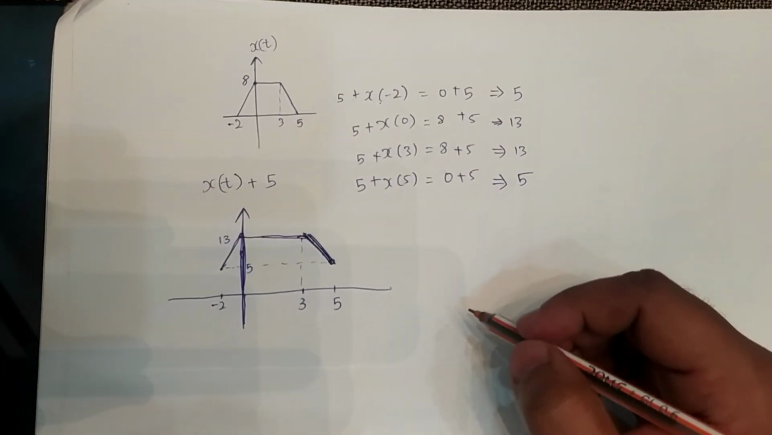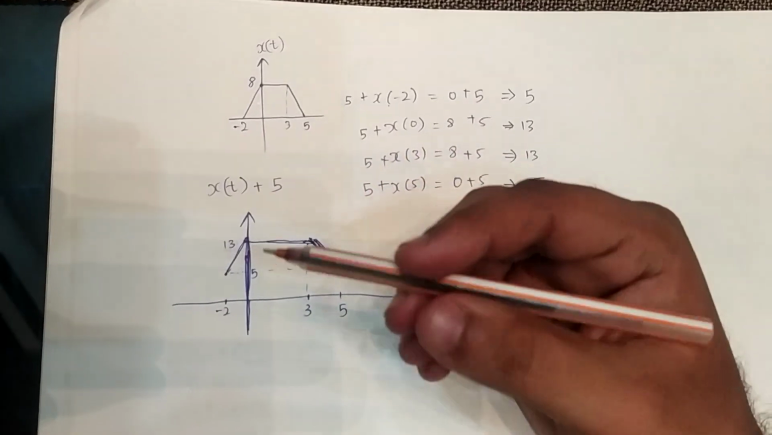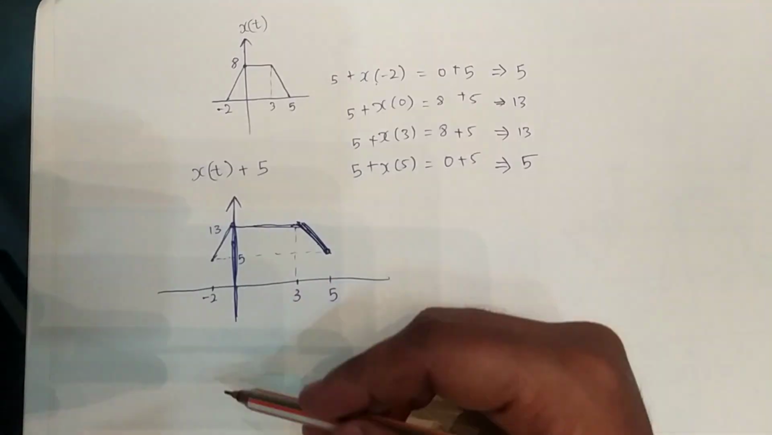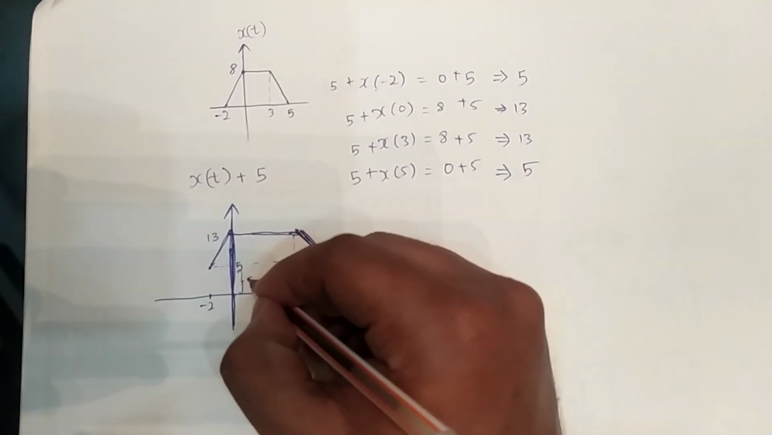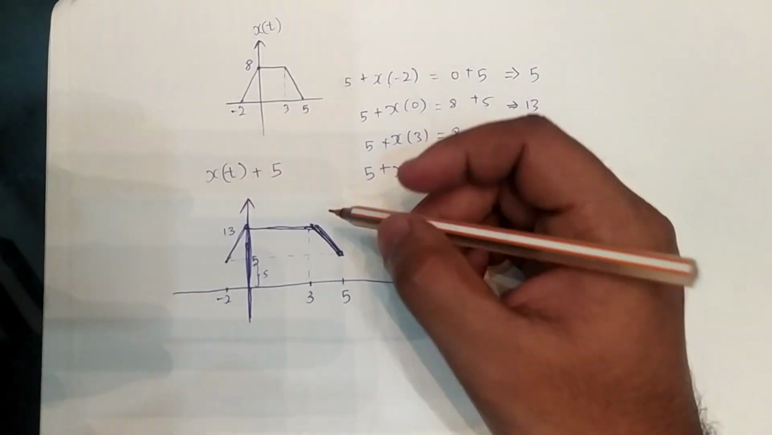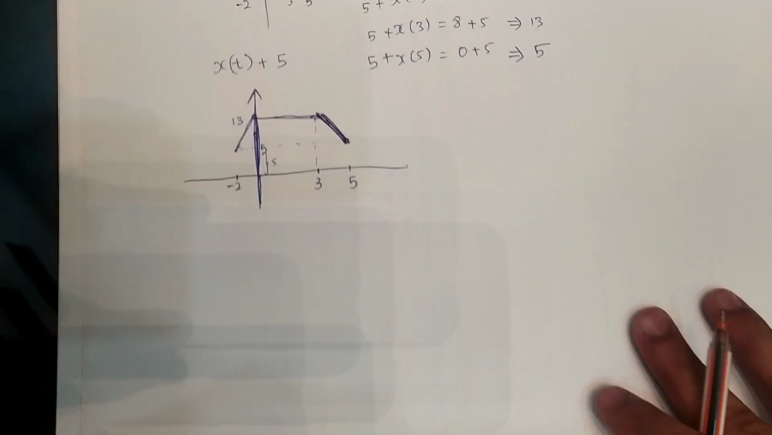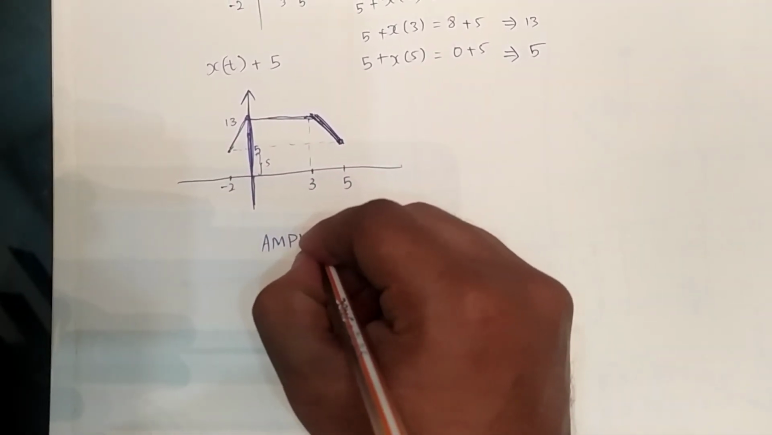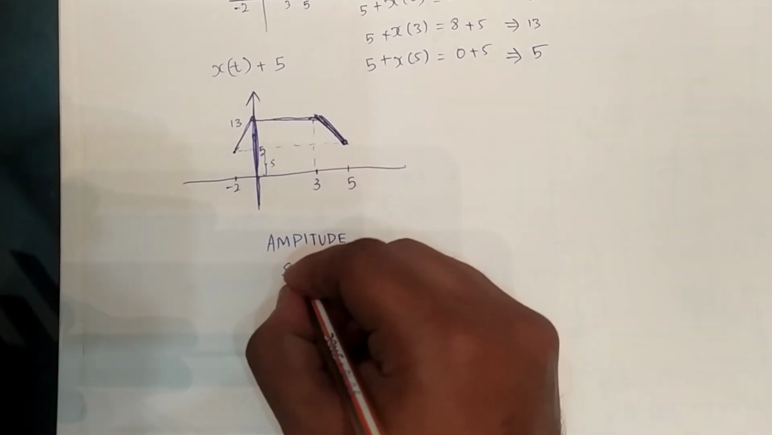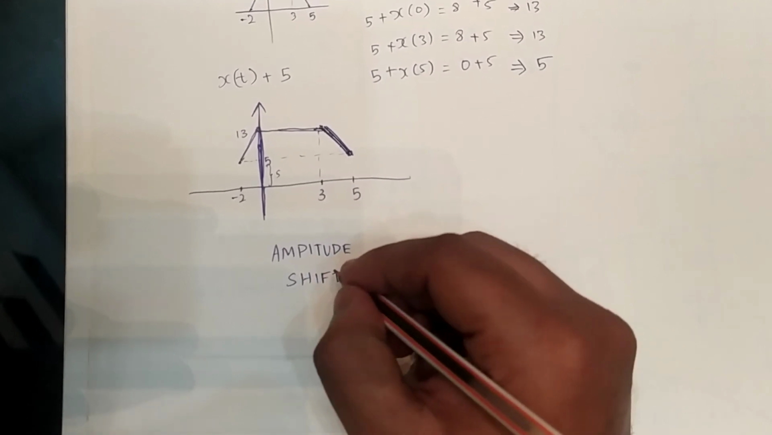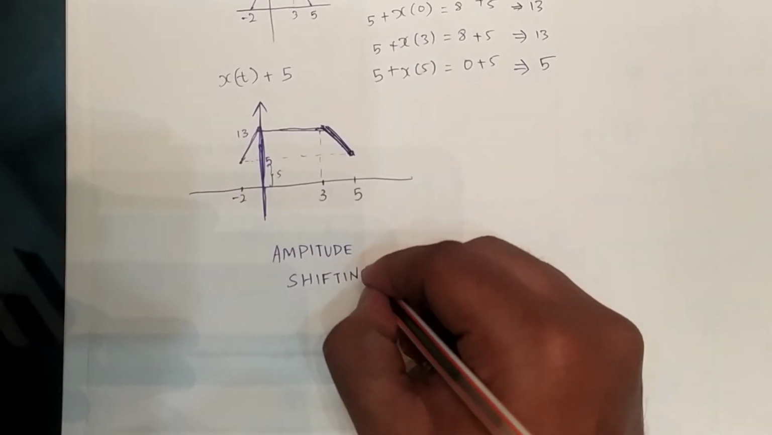But what happened this time is it just got not scaled up, it just got pushed up. Whatever is here, I just pushed it up by 5 units. So when I add 5, it just got shifted up. So what will happen when I subtract 5? This will just come down by 5 units. Basic analogy only. And this is called amplitude shifting. In the previous video you saw time shifting, and this is called amplitude shifting.